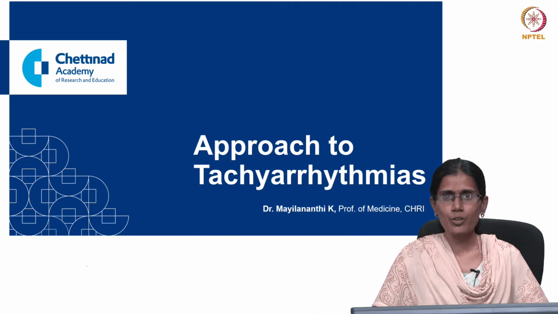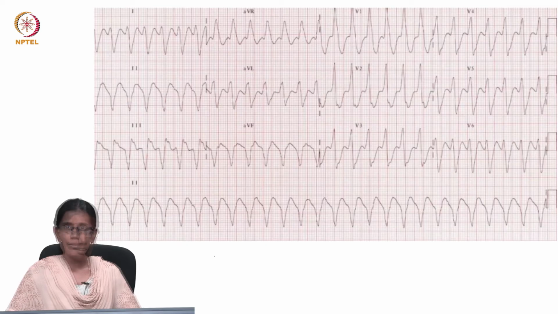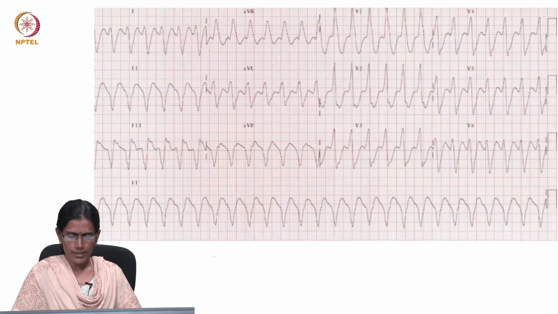In this session, we are going to discuss tachyarrhythmias. So what is the objective of this session? At the end of this session, you will be able to find out the abnormal rhythm given in an ECG. For example, I have given two ECGs to analyze the rhythm. One is given here, the other one is at the end of the class.